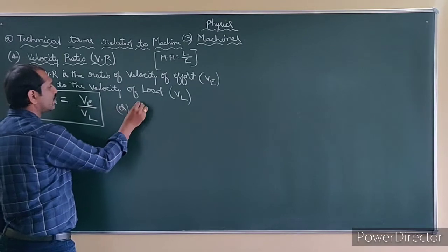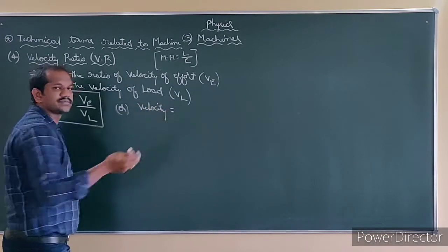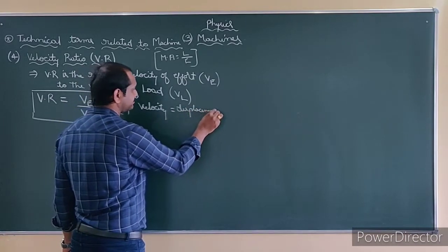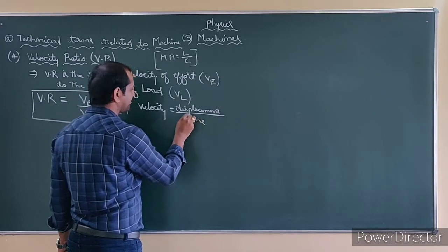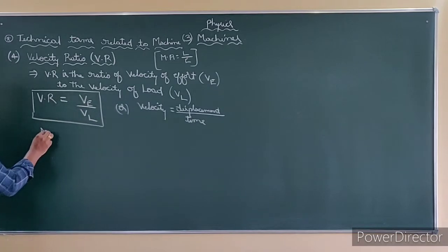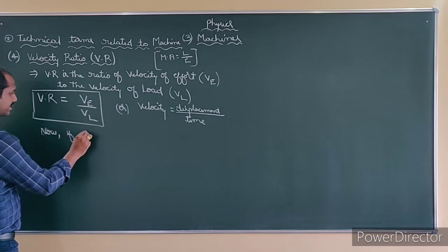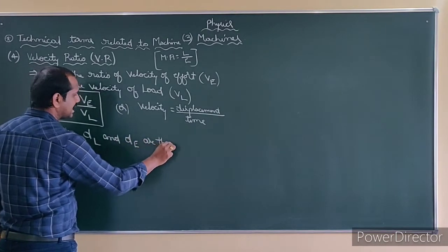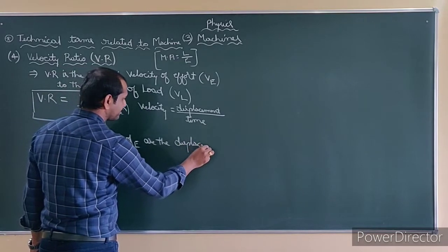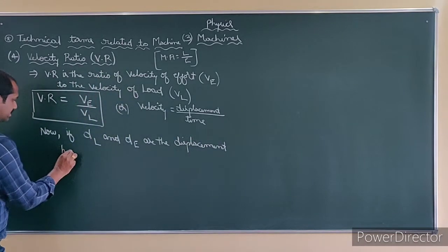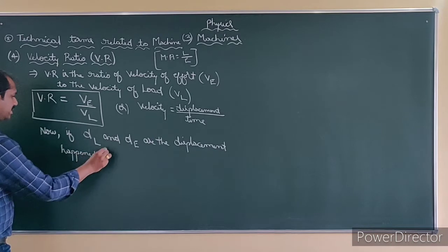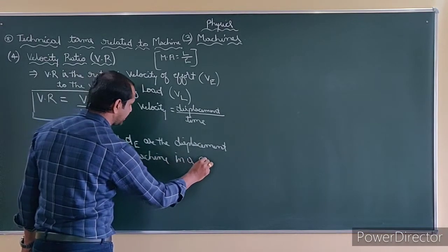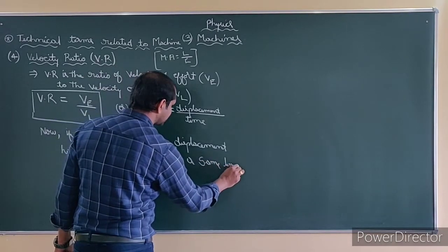Or even, you know what you mean by velocity? From last year, motion in one dimension in mechanics, what is velocity? You know, velocity is a vector quantity and it is displacement by time. Correct? It is displacement by time. Correct? Now if DL and DE are the displacements happened by a machine in the same time, in the same time t.